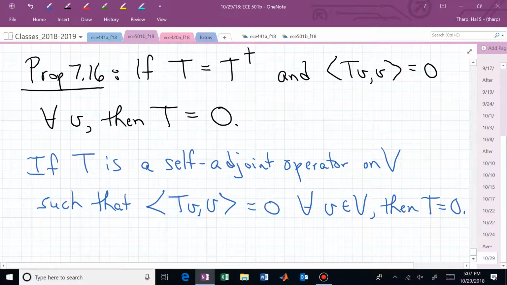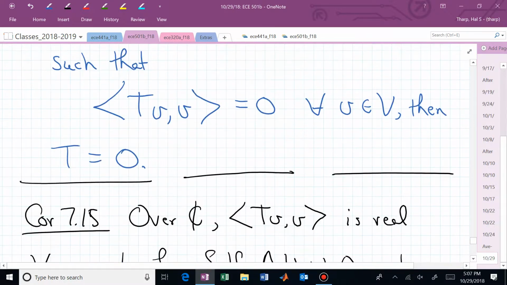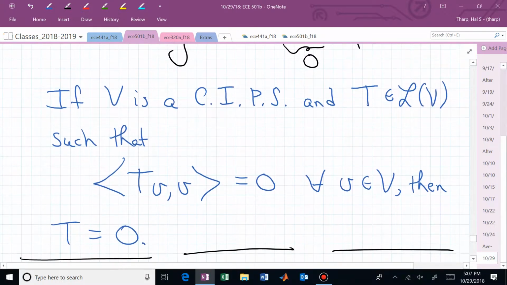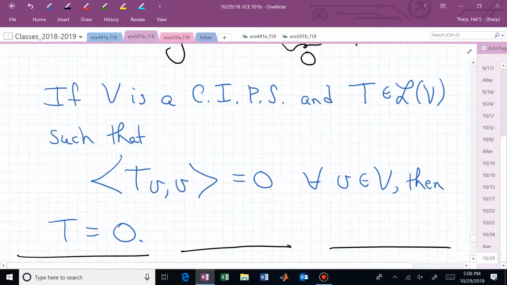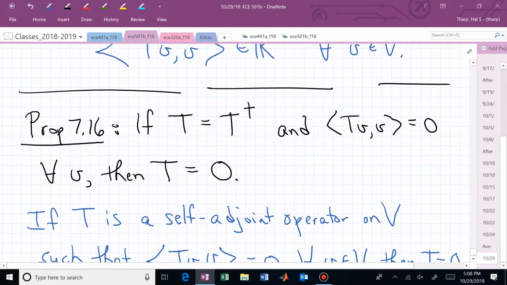Didn't we just talk about a linear map being the zero map? What's different between 16 and 14? If V is a complex inner product space and T is a linear operator such that ⟨Tv, v⟩ is equal to 0 for all v, then T is the zero map. All right, record that.